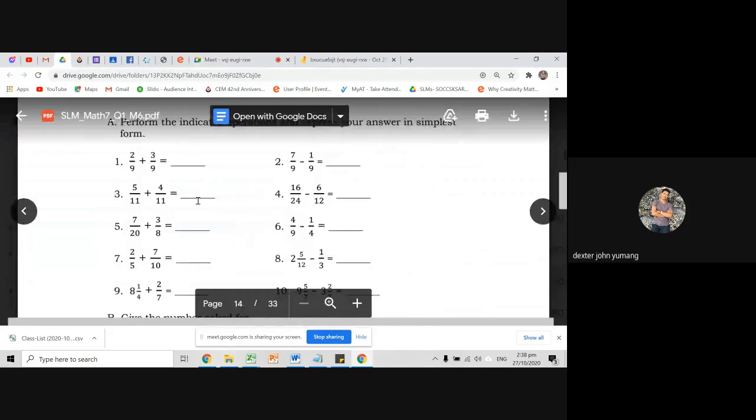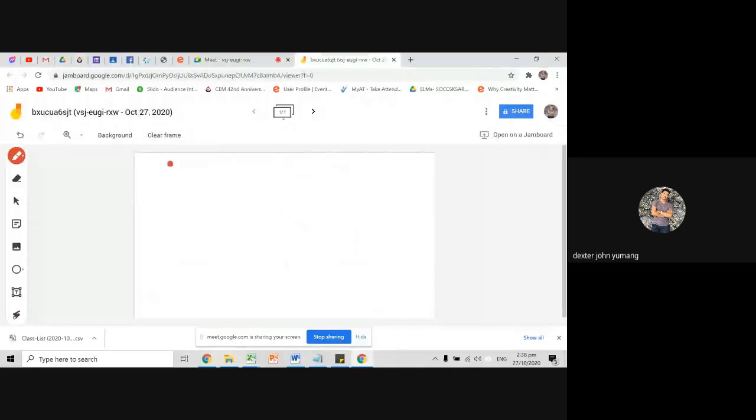What about example number 5? 7/20 plus 3/8. 7/20 plus 3/8. Clue, kailangan po ng LCD niyan. LCD. Clue is LCD. Example, 20 times 8.